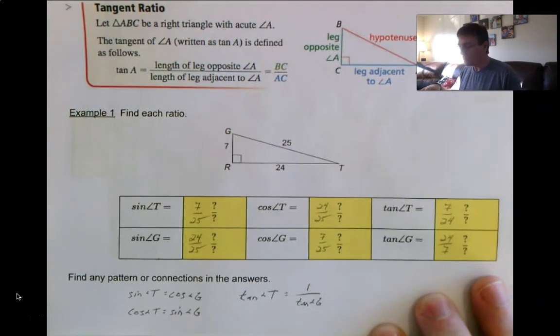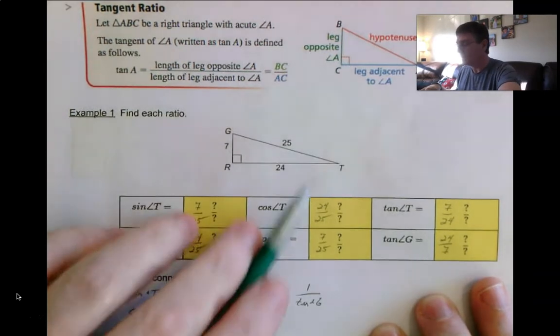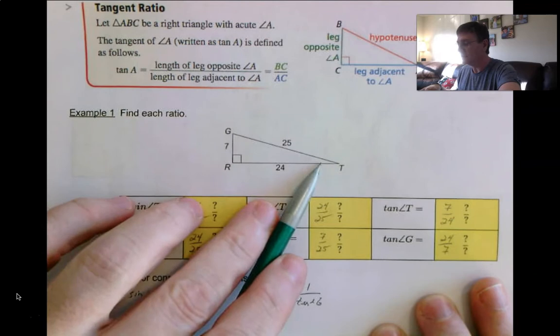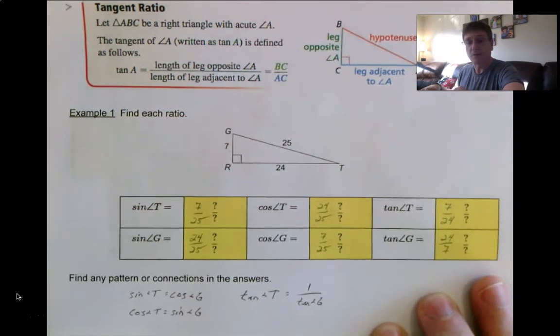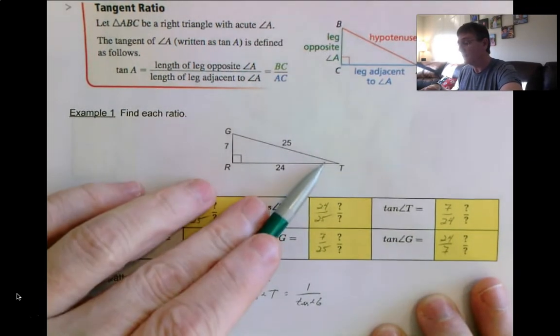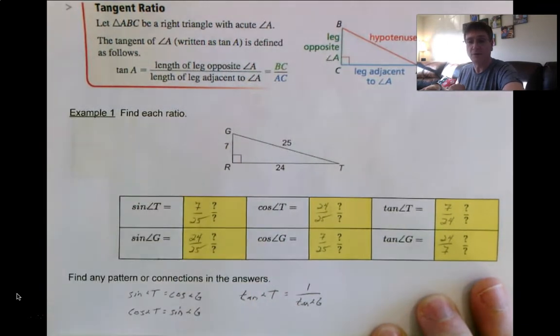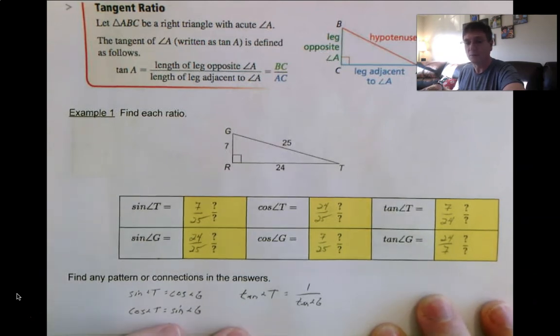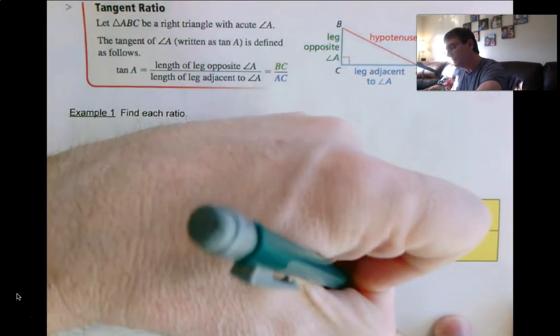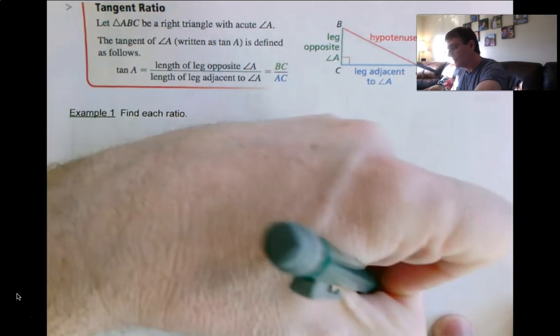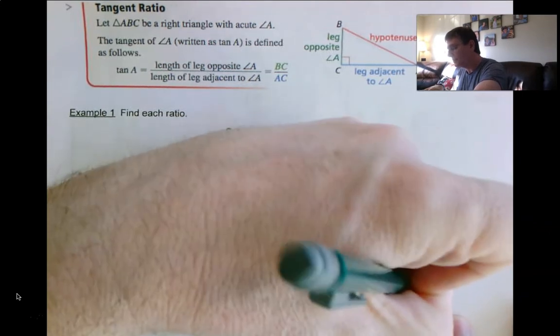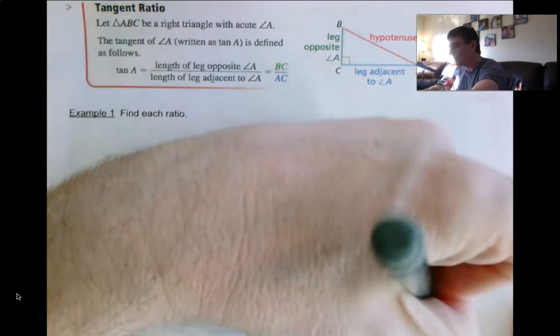Okay. Let's take it one step further. What do we know about angles T and G? Well, there are two angles in the right triangle. More specifically, they are the two acute angles in the right triangle. What do we know about the two acute angles of any right triangle? We know that angle T and angle G are complementary.